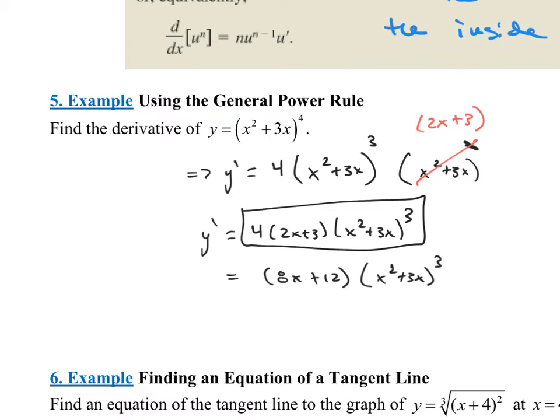Other things that I see you could have done: there's an x in both of these terms, x squared plus 3x. Technically, you could have factored out an x. Why would you? Any of these answers are perfectly fine. Don't overthink it.